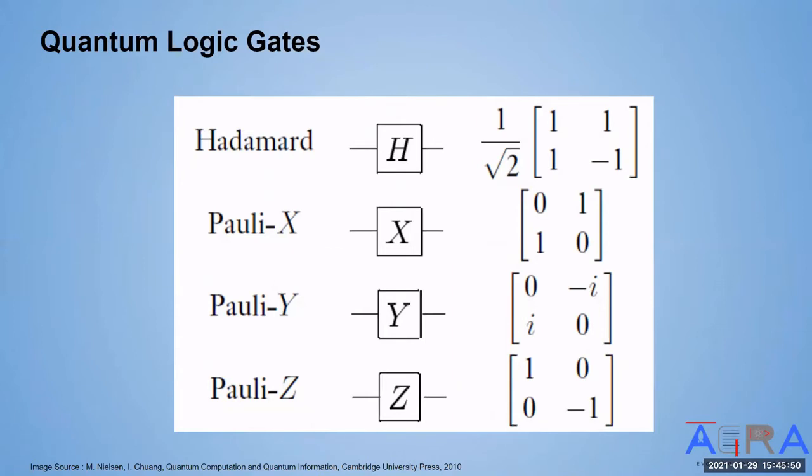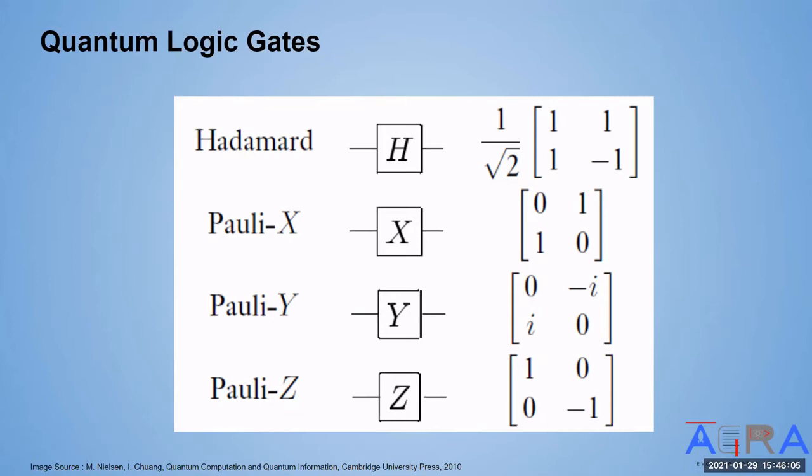In classical computing, you have two inputs and one output. None of your inputs goes into the output, but in quantum circuits, all your inputs go into the outputs as well. So the number of inputs and outputs are both equal.